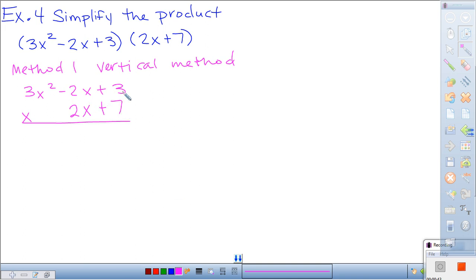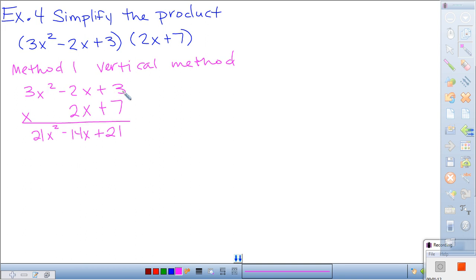So we'll start with 7. 7 times 3 is 21, and it's positive. 7 times negative 2x, that's negative 14x. And finally, 7 times 3x squared is 21x squared. Now, just like you do in regular multiplication, you have to move over a spot. You have to leave a space there. Just like you would put a 0 there, we have to leave a space so we can start multiplying by our other term of 2x.